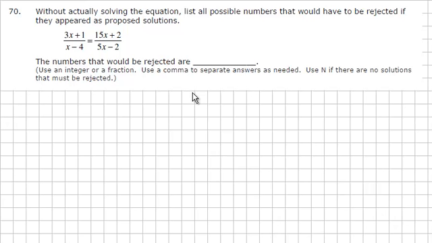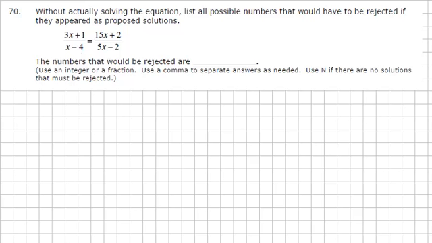Without actually solving the equation, list all possible numbers that would have to be rejected if they appeared as proposed solutions. What we need to recall is that to check proposed solutions, we substitute the value of x into both sides of the equation. We evaluate each side and make sure that both sides come out to be the same number. So when we substitute in a value of x, we'll end up with a number in the numerator, a number in the denominator, and we may end up having to do some division.